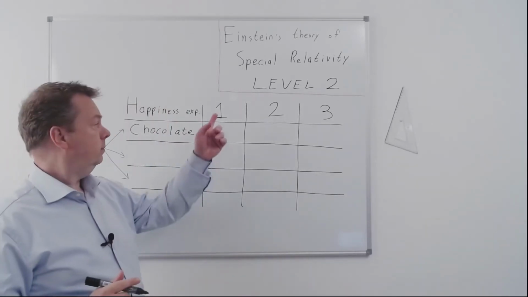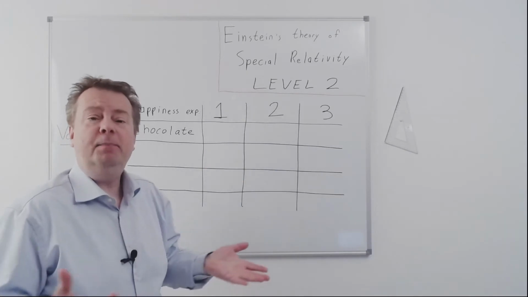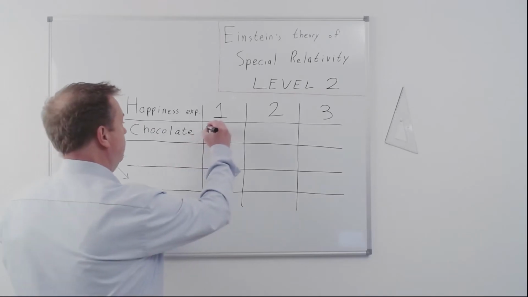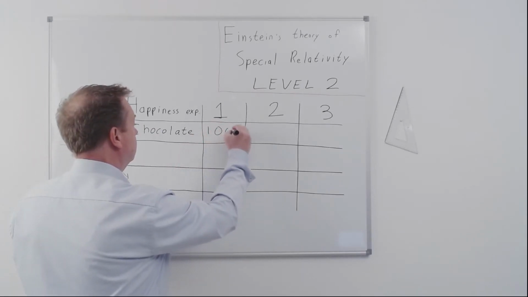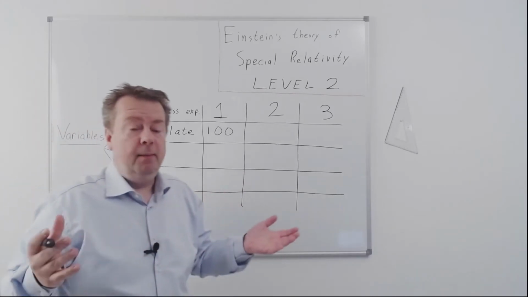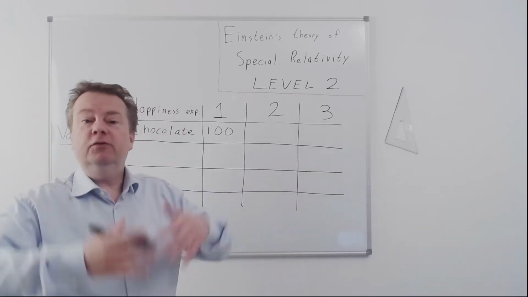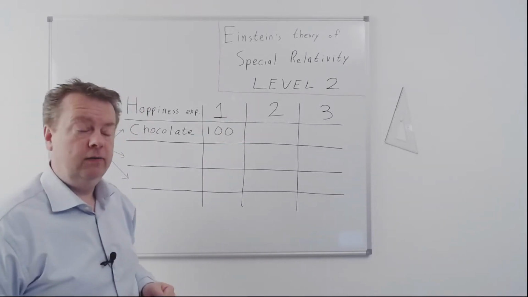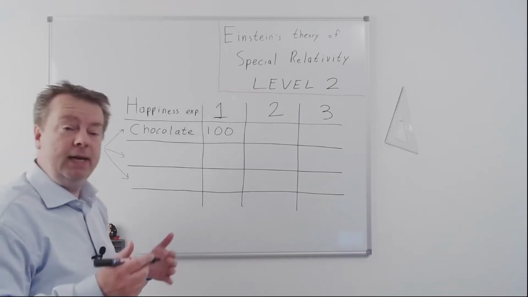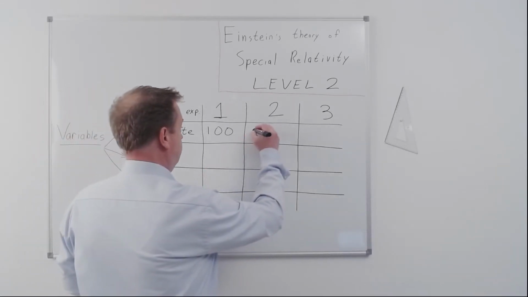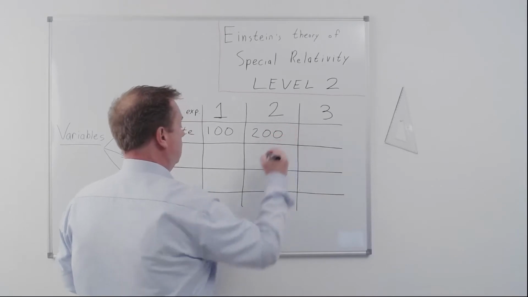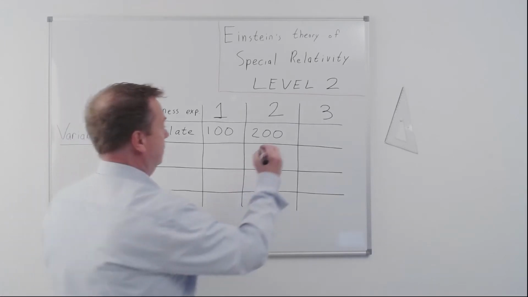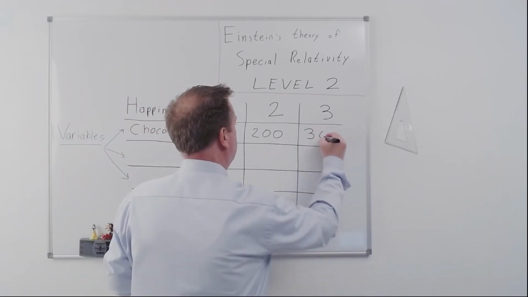She had one piece and she was thinking, how happy am I? And she said, well, it feels like 100 happiness points. What is a happiness point? It's not really important for the story. She feels like 100. Then she had another piece of chocolate. And again, she felt like, how happy am I? And it was like 200 happiness points. And the third time, she felt like 300 happiness points. You could have guessed that one, right?